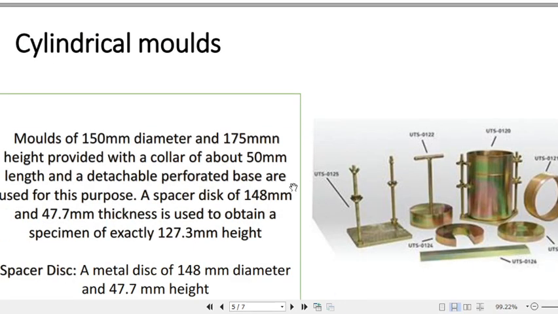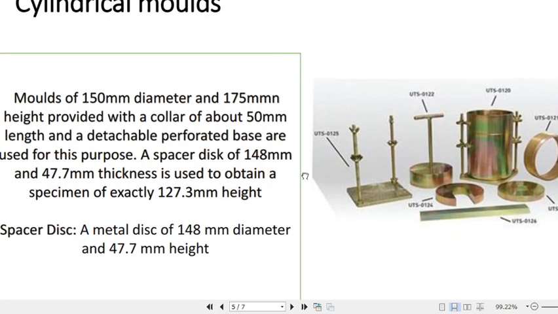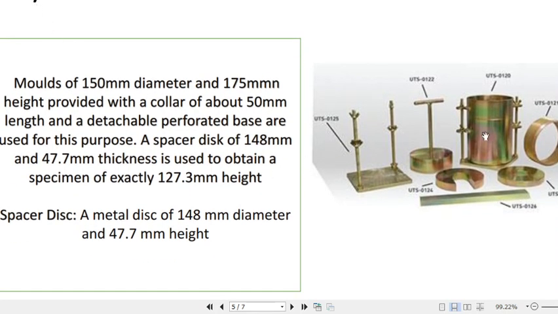Next, there are different cylindrical mold assemblies which are required for the CBR test. So this is the standard mold, and the standard mold is of 150 mm diameter and 175 mm height, provided with a collar of about 50 mm. This is the collar, and this is a detachable collar. Okay, now a spacer disc, this is the spacer disc, of 148 mm diameter and 47.7 mm thickness is used to obtain a specimen of exactly 127.3 mm height.